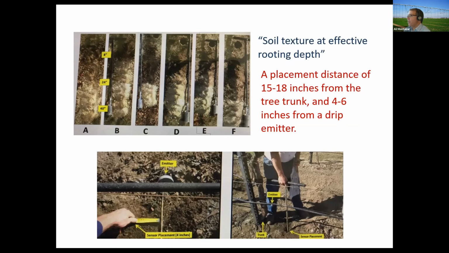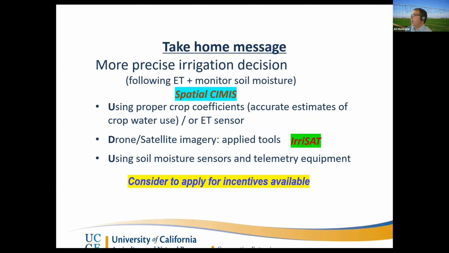If we have tree crops, we need to know where to install. For example, the probe can be about 15 to 18 inches away from the tree trunk, and also about 4 to 6 inches away from the dripper. They are very important. Otherwise, you have the data, but the data might even mislead you. Sometimes it's better to have no data than data that is wrong or misleading. This is an important caveat. So this is the summary of my talk.